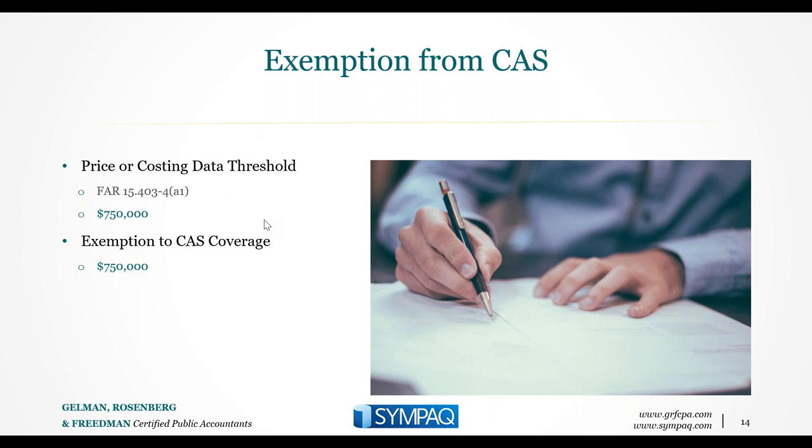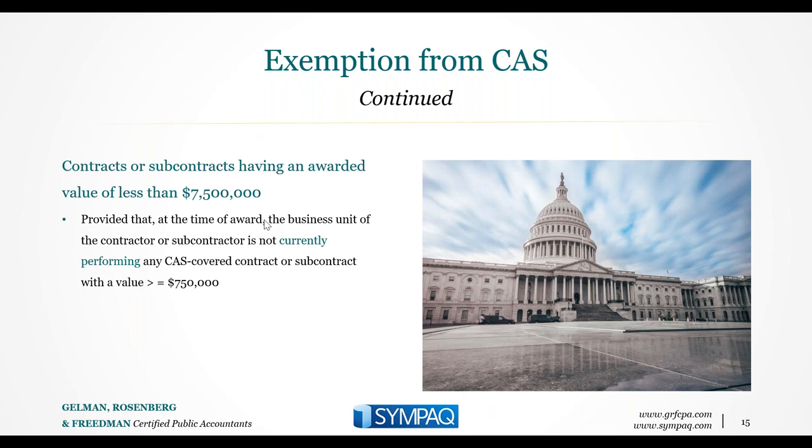So basically what we're saying is, if you have a contract that's less than $7.5 million, you're not going to have any CAS coverage. And this is where we first get into how to explain to someone that the trigger contract is $7.5 million, okay? And then after that, imagine a horizontal line of $7.5 million over 2 years.